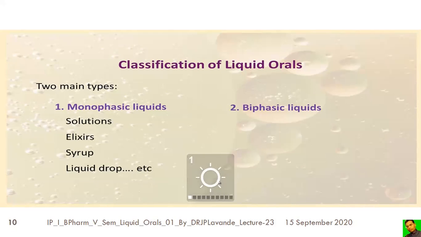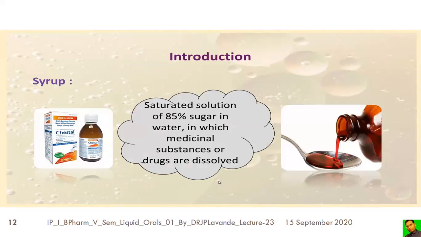What are the examples of the monophasic? The examples of monophasic are solutions, elixirs, syrups, liquid drops, etc. What about the examples of the biphasic? Absolutely right. It is the suspension and emulsion.